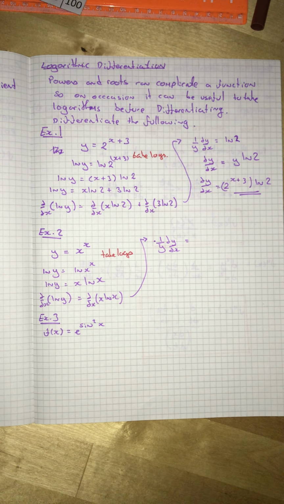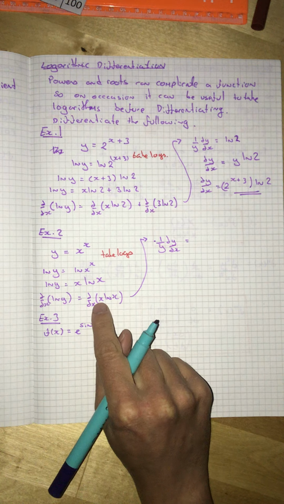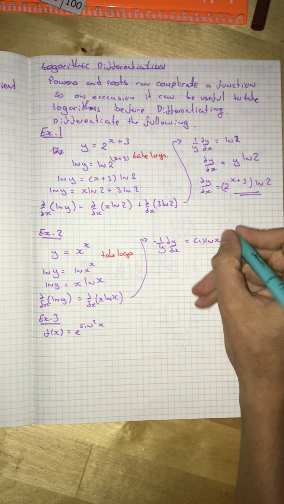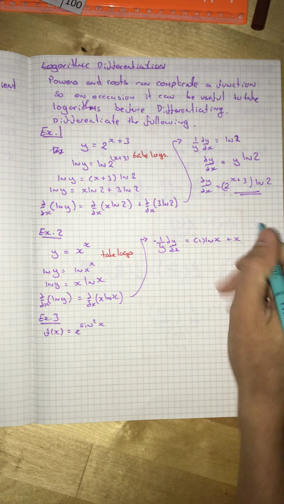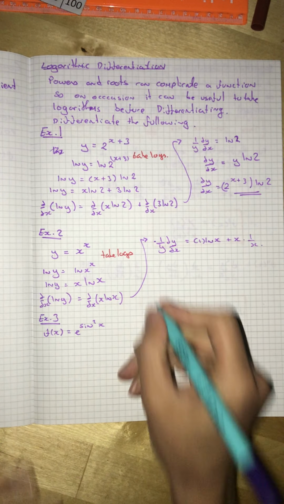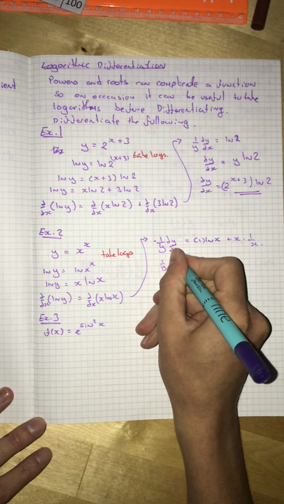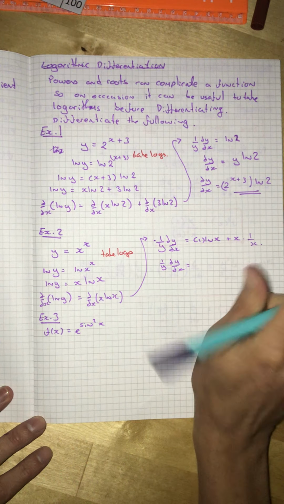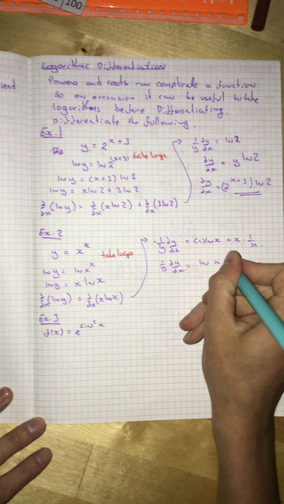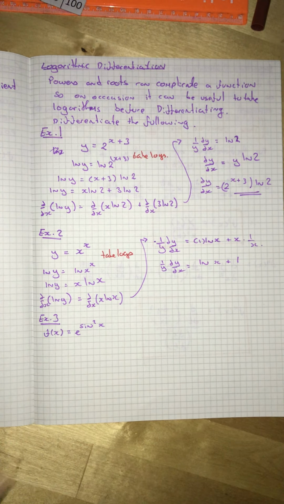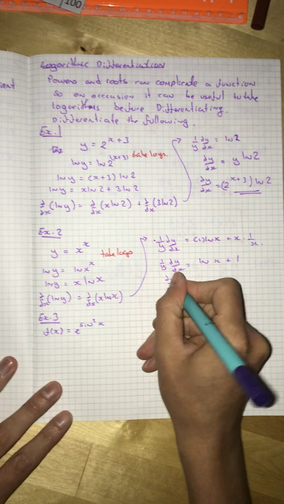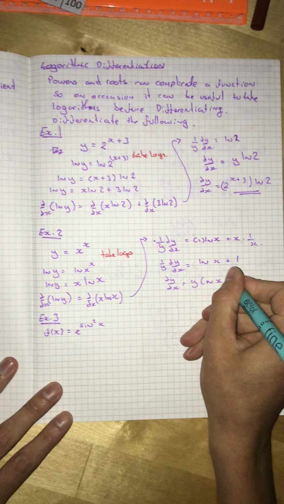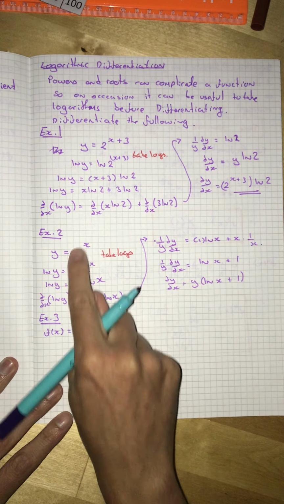And then it's just product rule. Okay, so differentiate the first, leave the second. Leave the first, differentiate the second. So we get 1 over y dy by dx equals, they cancel out, or they simplify, so it's just log x plus 1. So dy by dx equals y times all of that. And we know that y is x to the power of x.